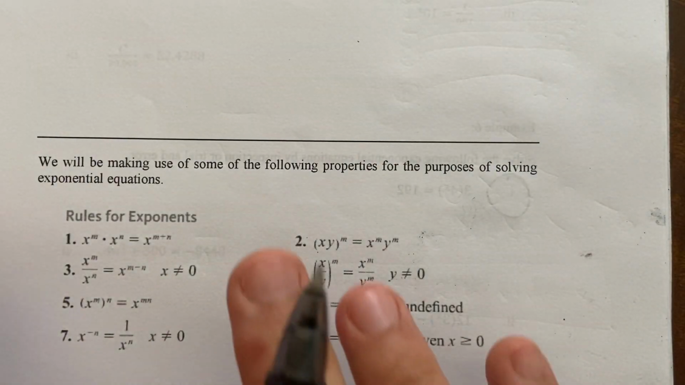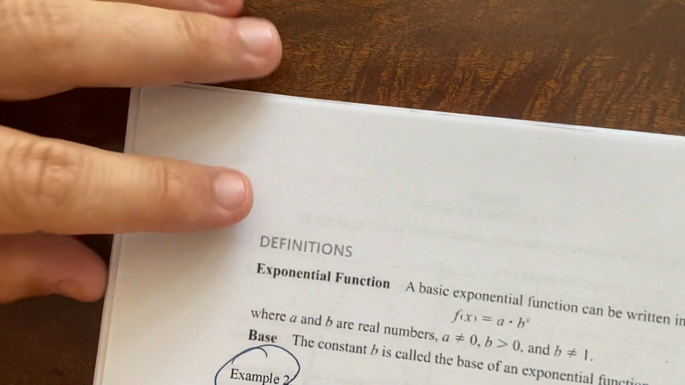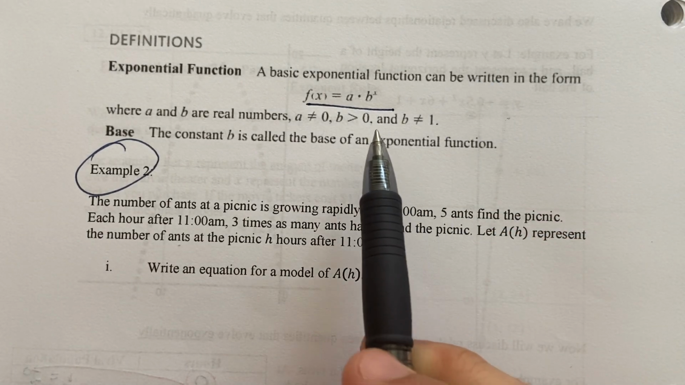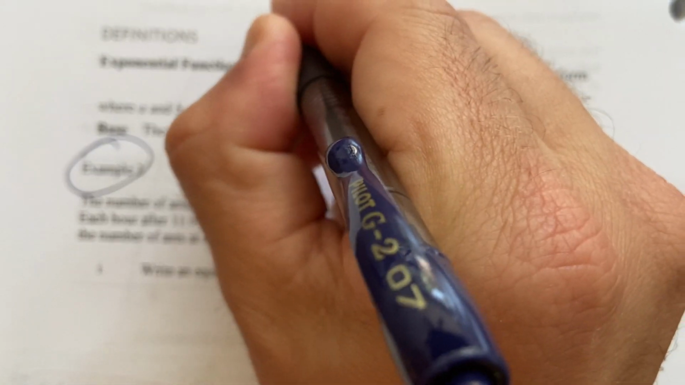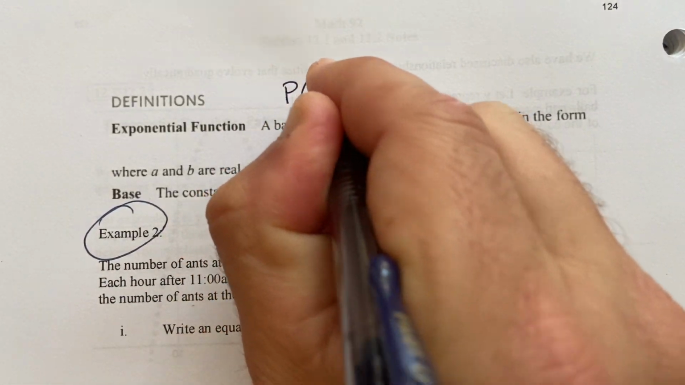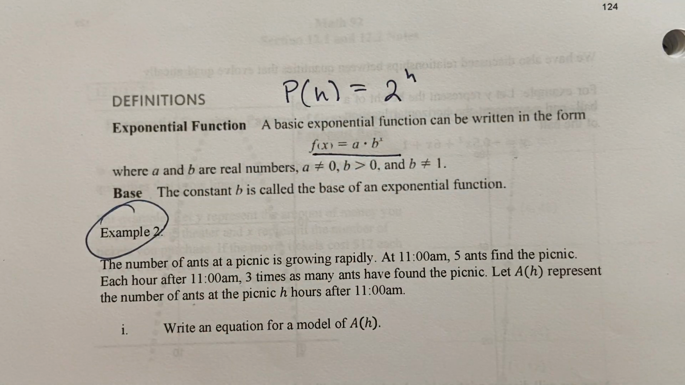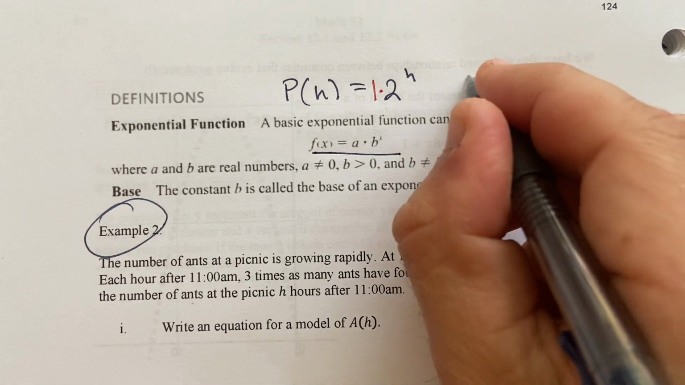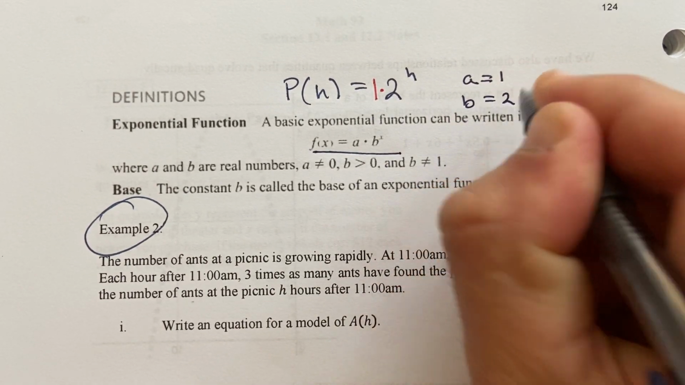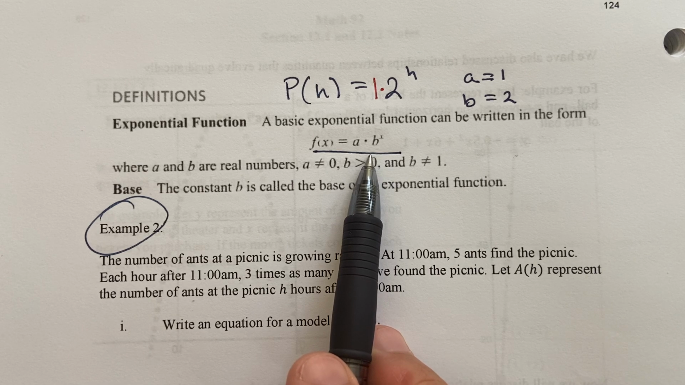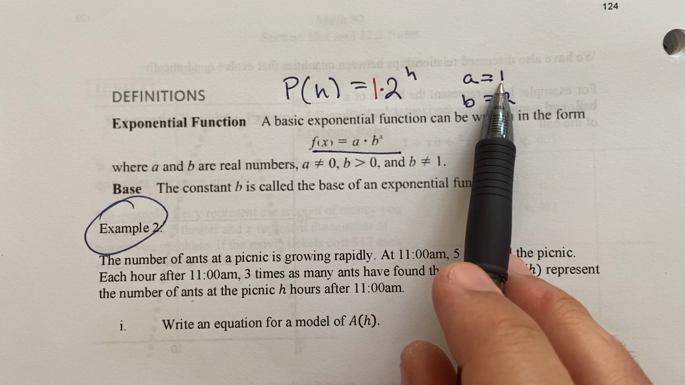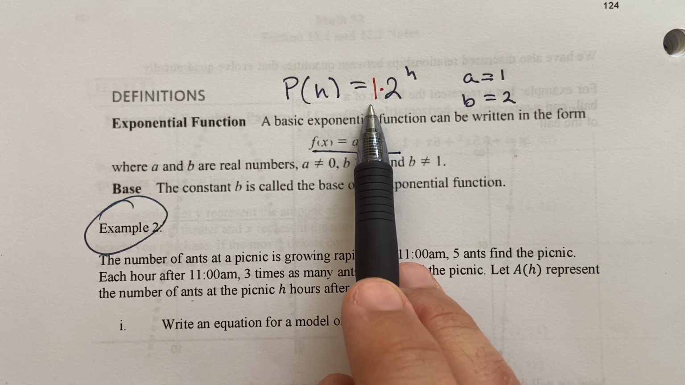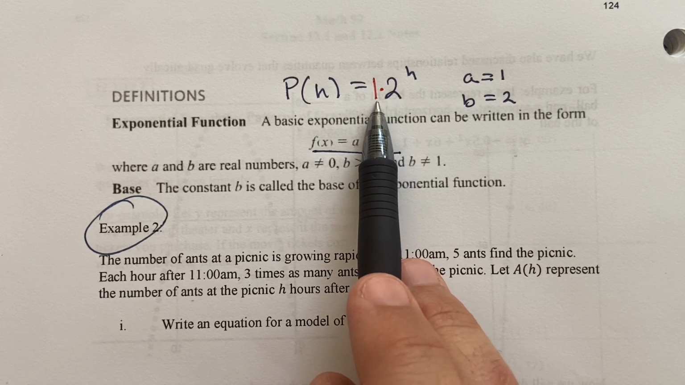Let's go on to page 124. So here's kind of a general model right here. Something to note is in the one we just had, we had P of H equals 2 to the H. So technically I had like a 1 out here, even though I didn't write it. So I would technically have A of 1 and B is 2 for this particular model. Something to note is that A is like the starting amount, right? That A, our starting amount was 1 viral cell. So if we started out with 100, I would have 100 out here.